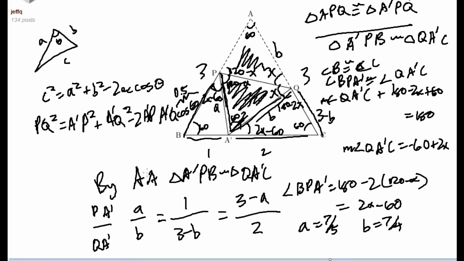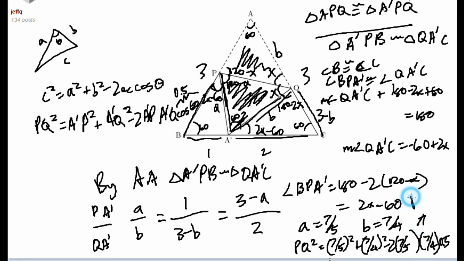Now remember we want to solve for PQ by using law of cosines. So of course PQ squared equals (7/5) squared plus (7/4) squared minus 2 times 7/5 times 7/4 times 0.5. And if you just solve that, you get PQ equals 7 root 21 over 20. That's your answer.